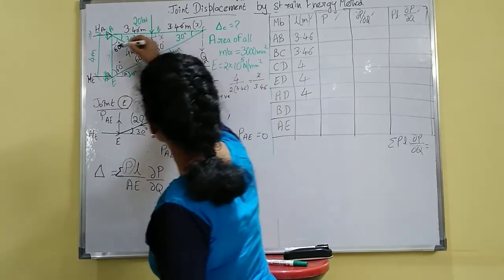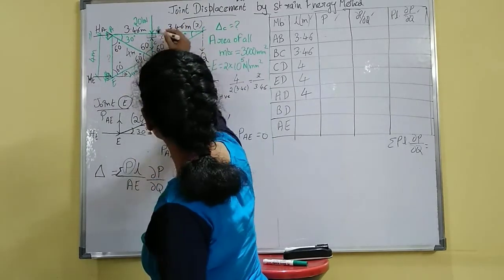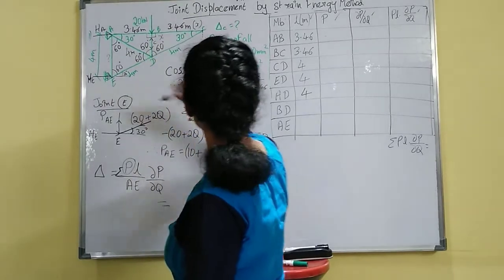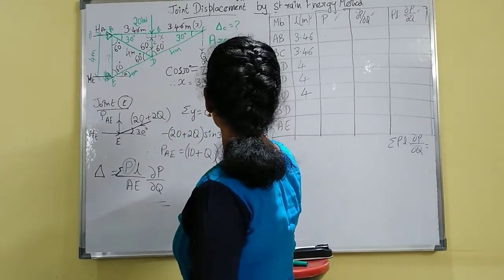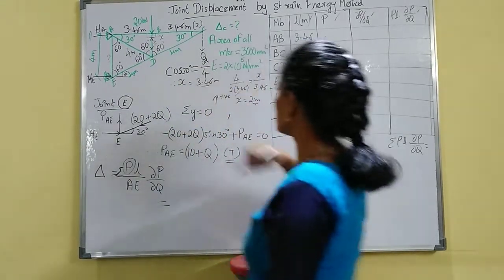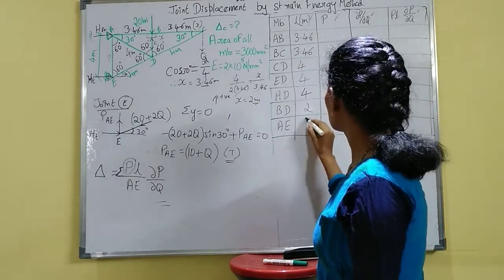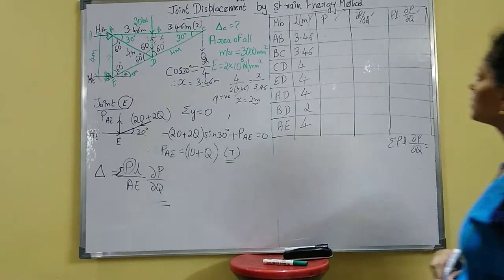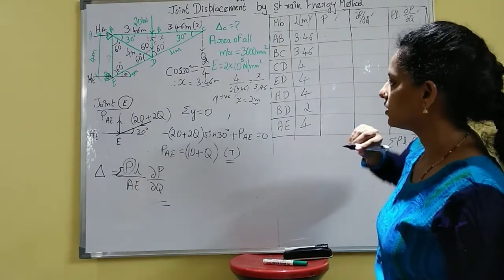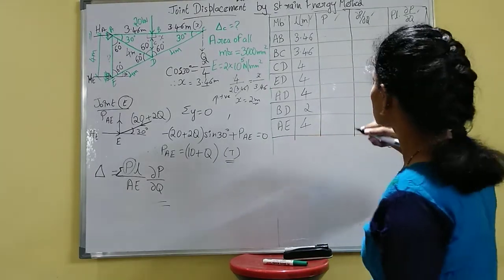Which are the similar triangles? One, this big triangle and this one smaller triangle. So you will get X is equal to 2 meter. So BD distance is 2 meter. AE is given, that is 4 meter. Next, write all the member forces value.